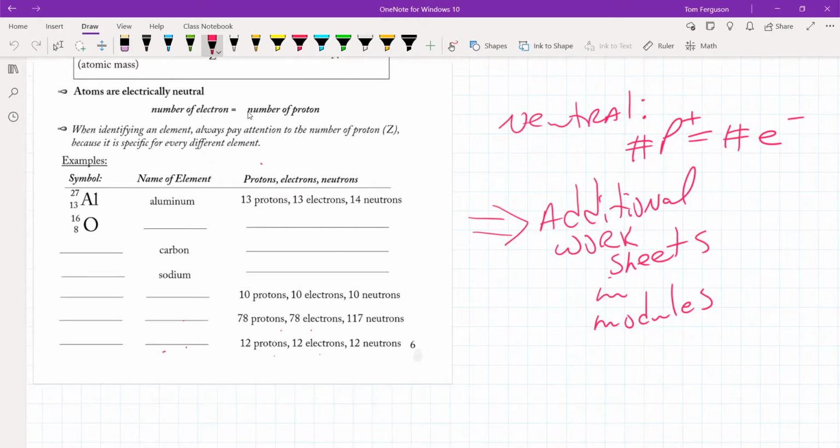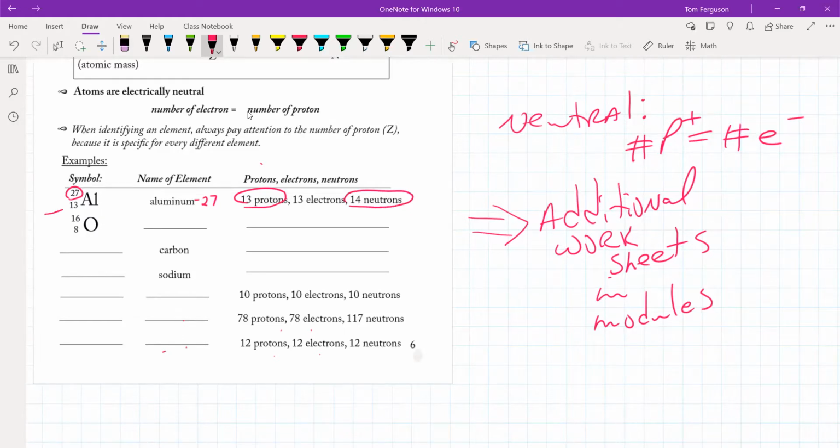Okay, so this is aluminum-27. That's the particular isotope. And remember, the isotope number is how many neutrons there are plus the number of protons. So 13 plus 14 is 27.